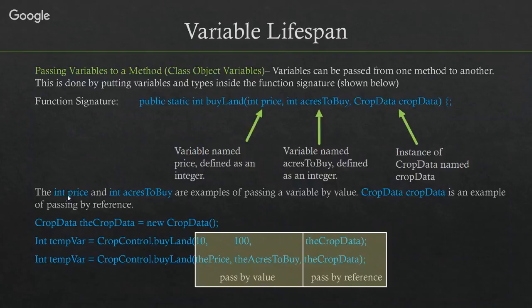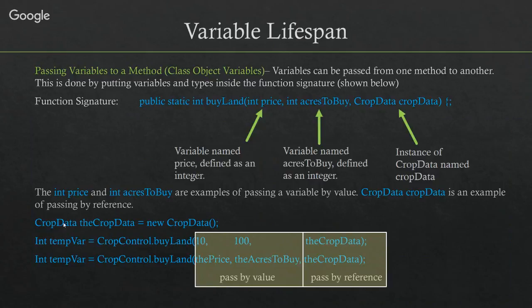Awesome. And that integer, the price, and integer, acres to buy, are examples of passing a variable by value. So we're passing the value of these over to the function we're calling. Crop data and crop data, so this is the instance of crop data we're assigning to this variable, is an example of passing by a reference.